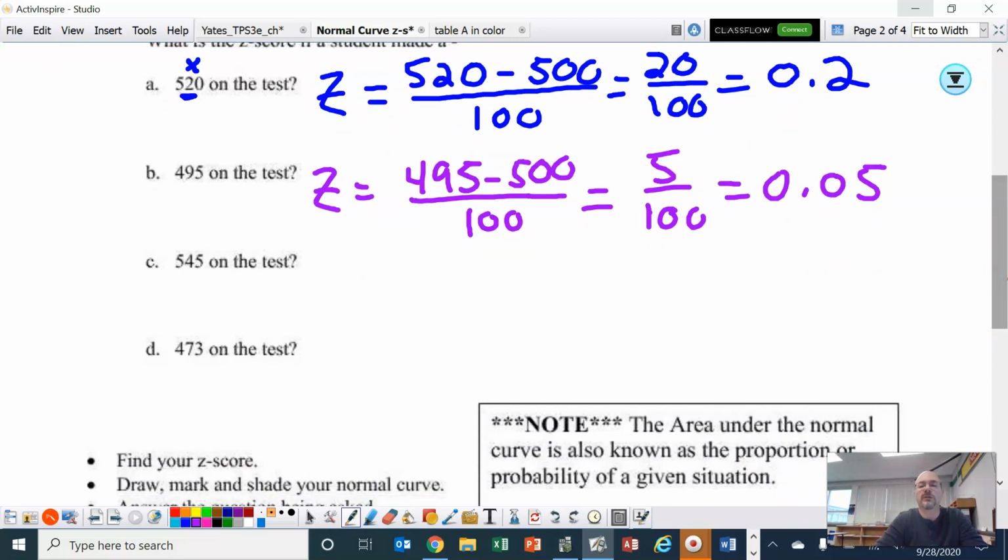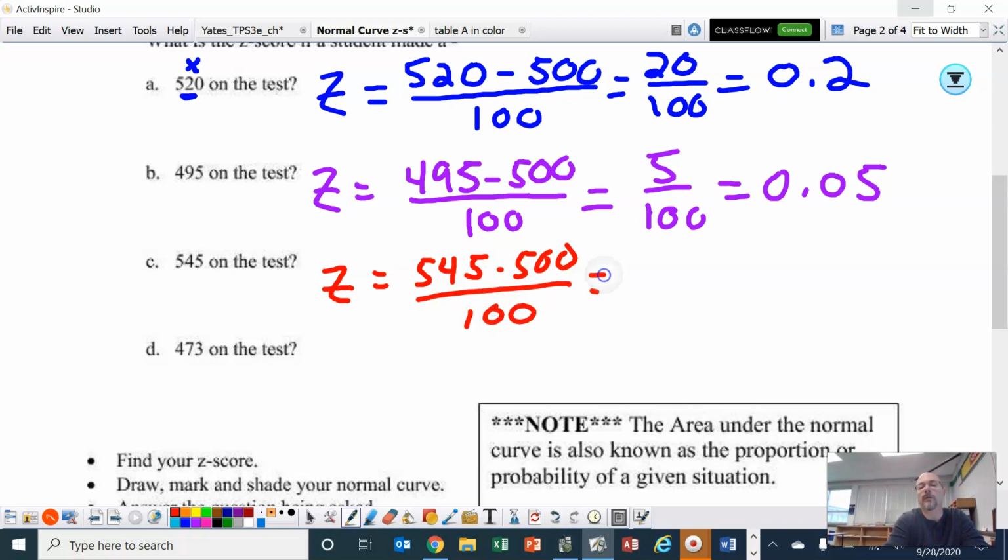Let's just do one more of these. So this next one we've got, let me switch colors here, 545 minus the 500 divided by the 100. Again, I can do that top part in my head, right? 45 divided by 100. And if I type that in, I'm going to get 0.45.